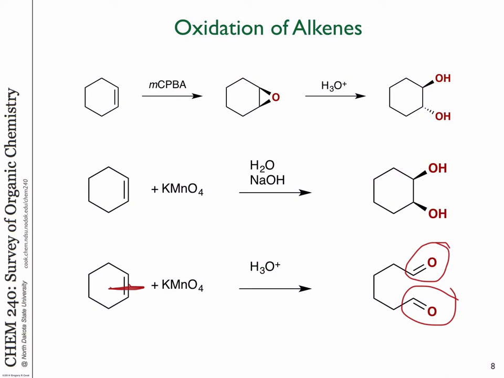Now, I should point out, I've shown you an example with a cyclic structure. I should ask you, then, what is the product? Let me just erase this. What is the product if I were to, say, take this molecule and react it with potassium permanganate and sodium hydroxide conditions?